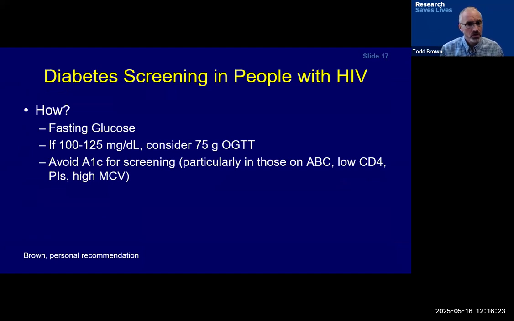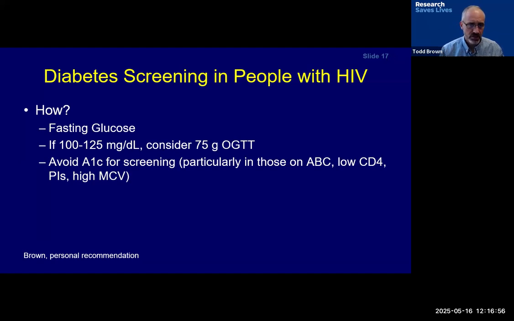So what do you do for screening? I generally do a fasting glucose. If someone is in the pre-diabetes range, you could consider getting an oral glucose tolerance test. You have to think about what you'll do with the information. Would you just say you have pre-diabetes and talk about lifestyle changes, or, if the person's obese, talk about a GLP-1 receptor agonist or metformin? I generally avoid A1C for screening.